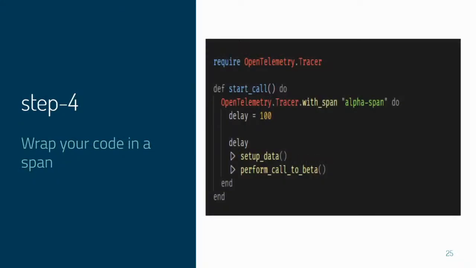And here, when you want to instrument a code or trace a code, you just have to wrap it like this. Right now I'm using the OpenTelemetry tracer. Here is the span name, alpha span. Then I'm adding some delay just to mimic that it's doing some work. Then I'm calling some operations like setup data and perform call to beta. Beta is my another application where I will be doing some work, which I will show you just now.